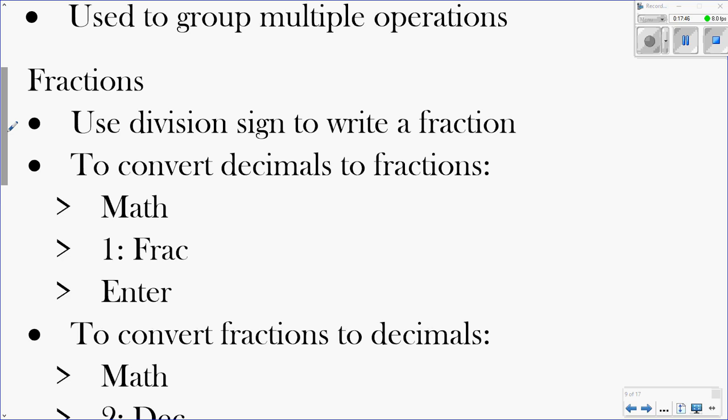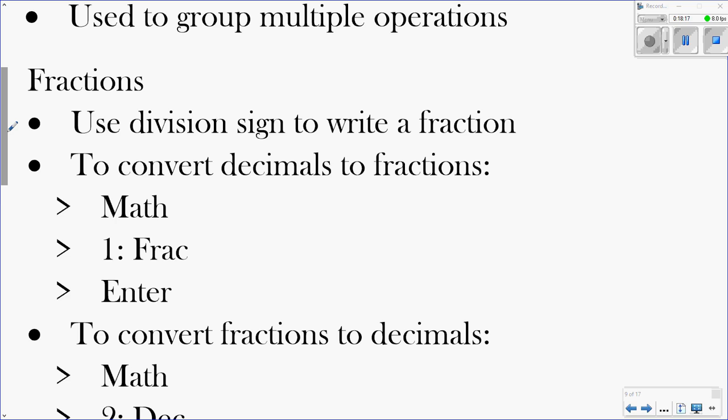And if you have a decimal and you want to convert it to a fraction, this is what you would do. So I'm going to use 0.25. I'm going to type it on my calculator. I'm going to go to math, which is under the green alpha button. And the first one says Frac. That's fraction. You press enter. And then you're going to press enter again. And what do you see? A quarter. So that's turning a decimal into a fraction.